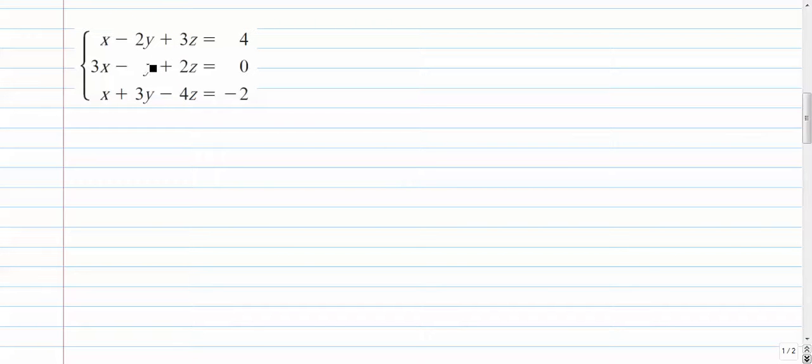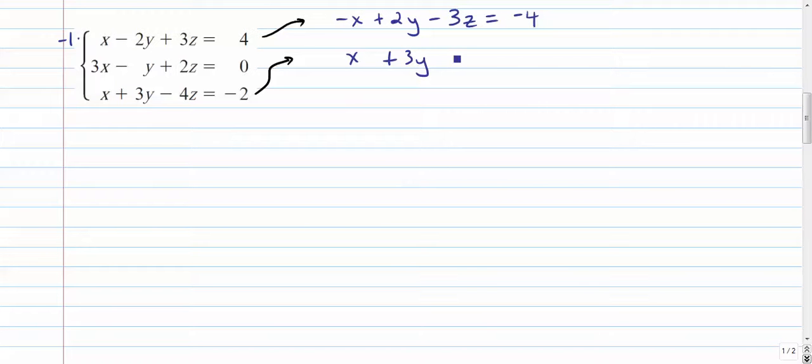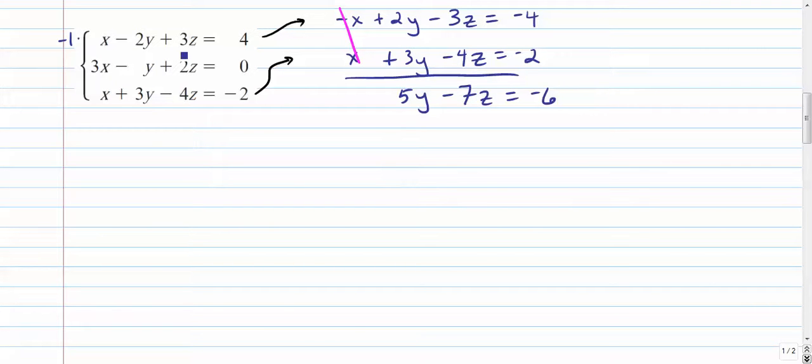Let's see, I'm looking at my coefficients. I like the first one and I like the last one. Positive 1, positive 1. I'll multiply the top equation by negative 1 to negate everything. I'll make everything change signs, and I'll simply just bring up the bottom one. Add those together, we get a nice elimination there. 5y minus 7z equals negative 6.